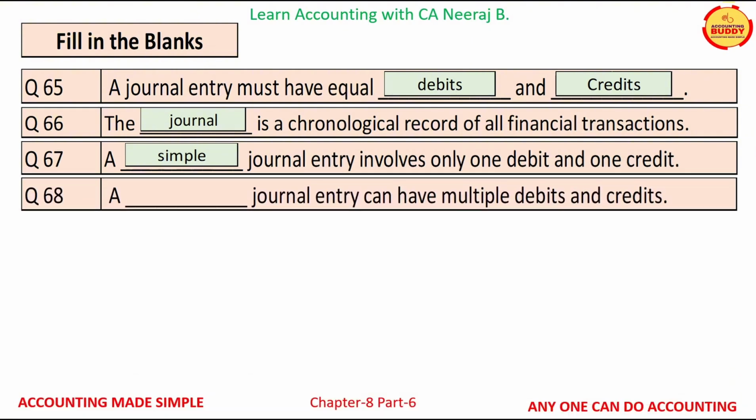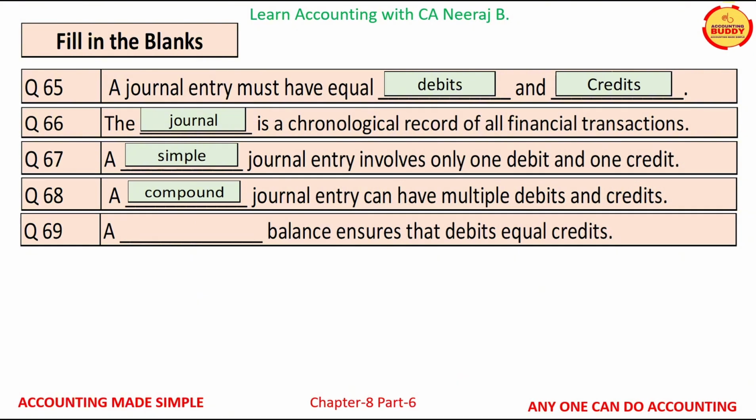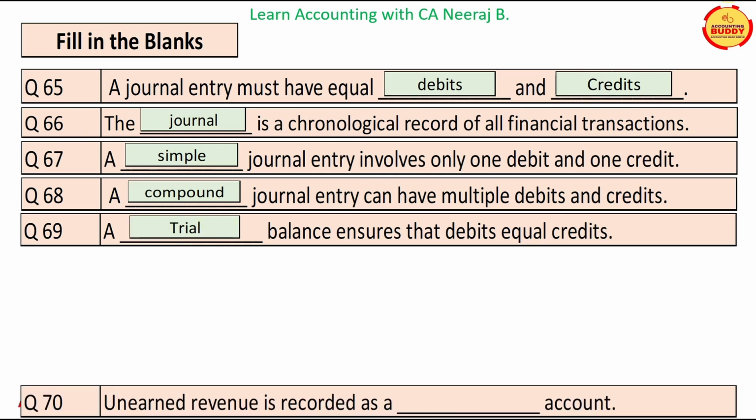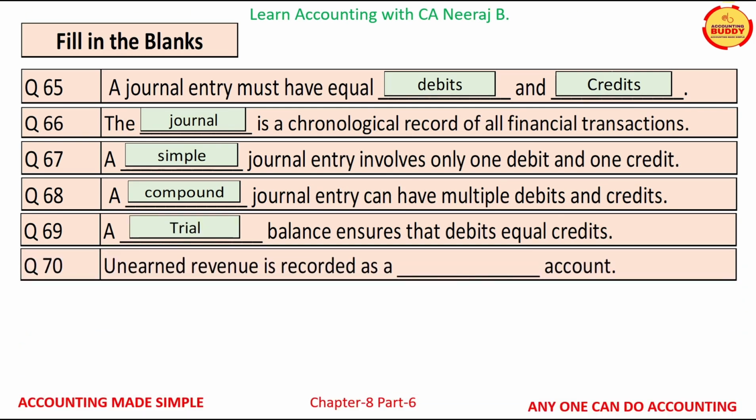Question number 68. A dash journal entry can have multiple debits and credits. And the correct word is compound journal entry. Question number 69. A dash balance ensures that debits equals credits. The correct word is trial balance. Question number 70. Unearned revenue is recorded as a dash account. The correct word is liability account.